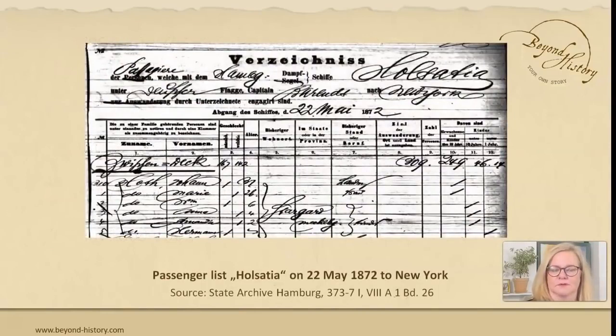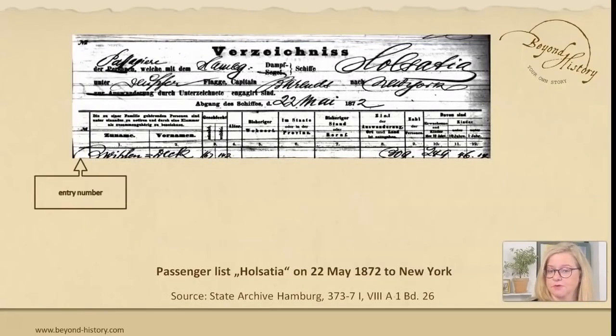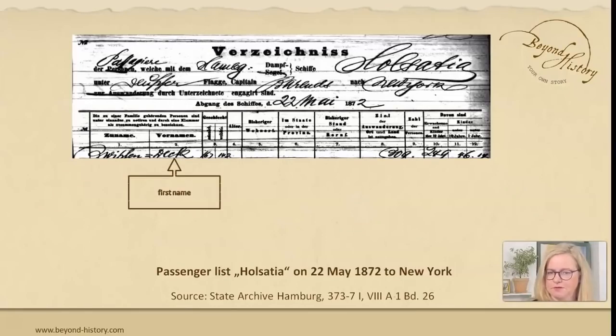This is an example of a direct passenger list. It's the ship Holsatia, which sailed on May 22nd, 1872 from Hamburg to New York. This is the portion of the steerage or in between deck, and here is what you find in the passenger list. So the first one is the entry number, respectively the count of the passenger in the passenger list. You then have the last name followed by the first name.